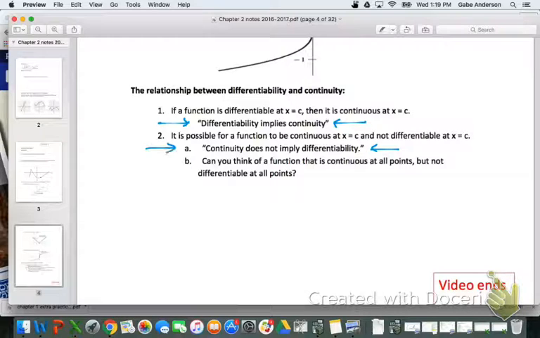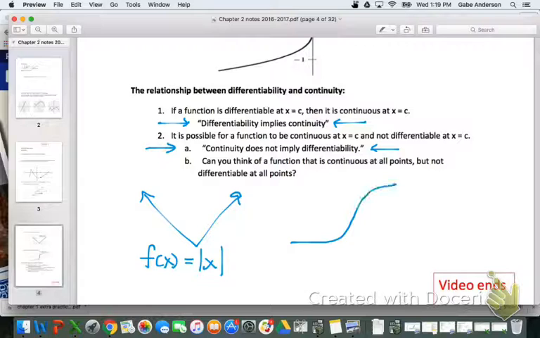So I want you to take a second and think of a function that is continuous at all points, but not differentiable at all points. So pause the video, think about it if you want. I'm going to go ahead and fill it in right here. I think some classic examples would be the absolute value function, f of x is equal to absolute value of x. And then really that one we looked at just a second ago, f of x equals x to the 1/3. That's not a very good graph. F of x equals x to the 1/3, something like that.